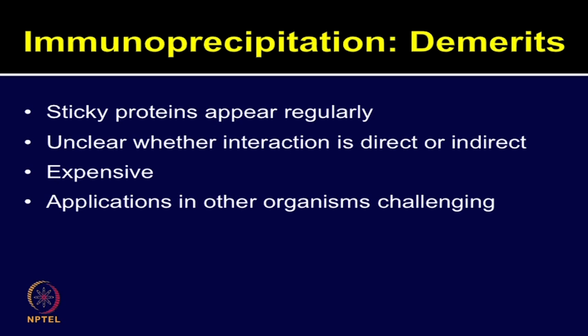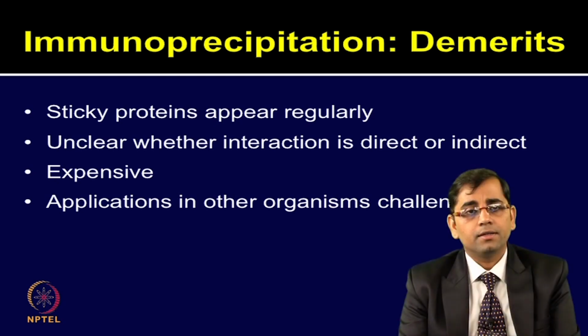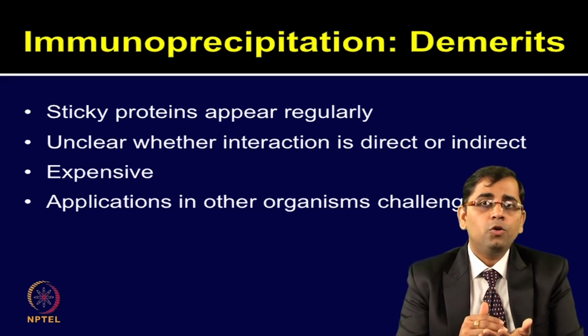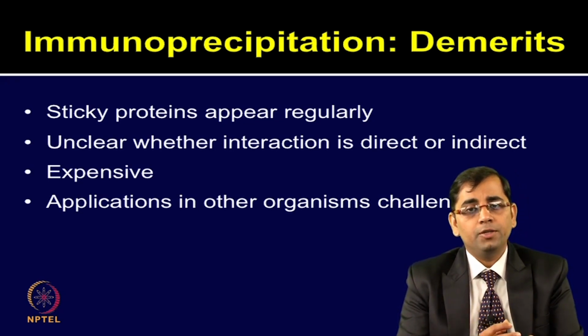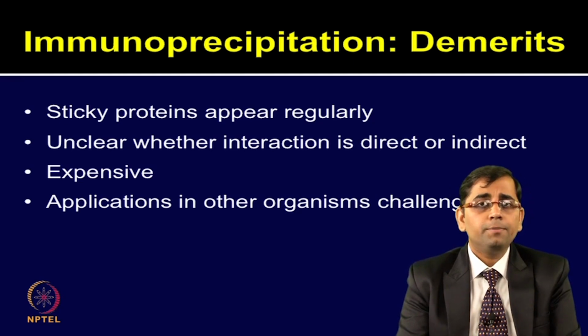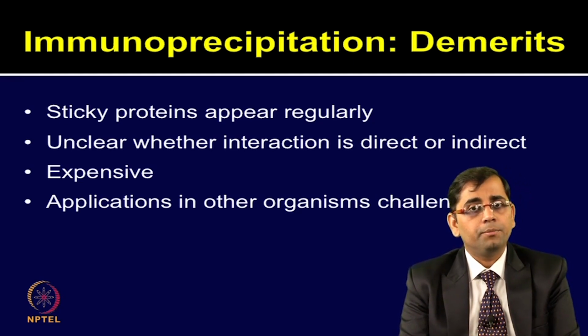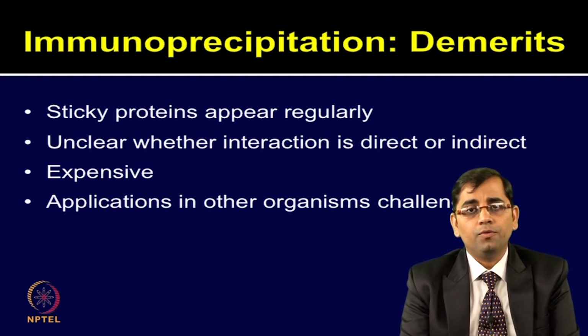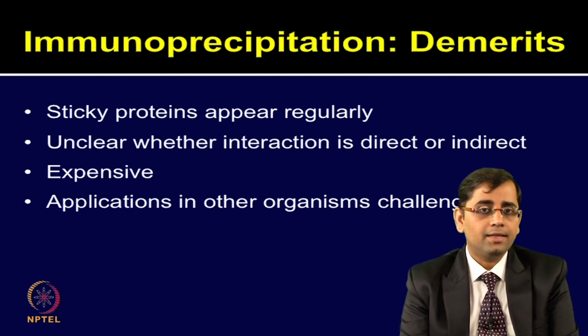It is unclear whether this interaction is direct or indirect because the proteins which are directly interacting will be bound, and along with those proteins indirectly bound proteins may also be eluted. This method is also quite expensive because it needs a good equipment setup, different types of analytical and computational analysis.